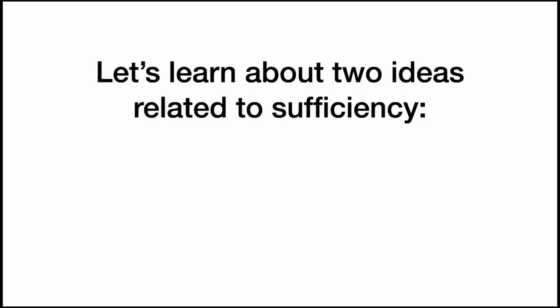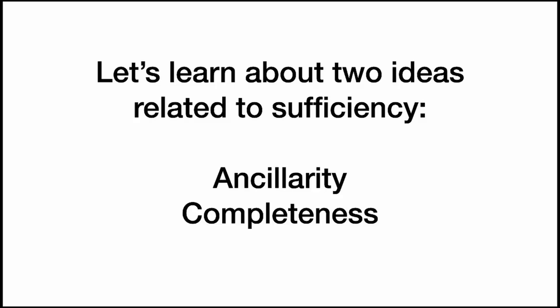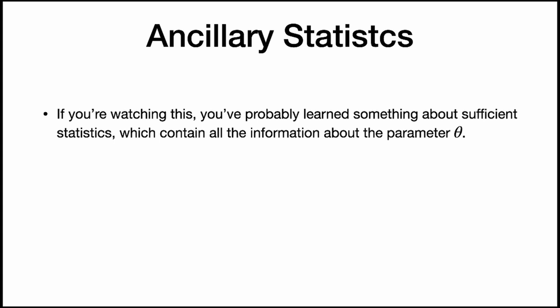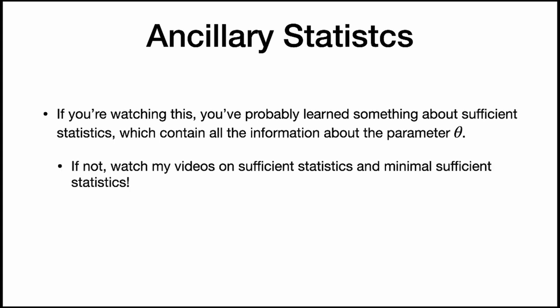Let's learn about two ideas related to sufficiency and sufficient statistics: ancillarity and completeness. First, let's learn what an ancillary statistic is. If you're watching this, you've probably learned something about sufficient statistics, which contain all the information about the parameter theta. If not, watch my videos on sufficient statistics and minimal sufficient statistics first. You can find them in this playlist or in the description.